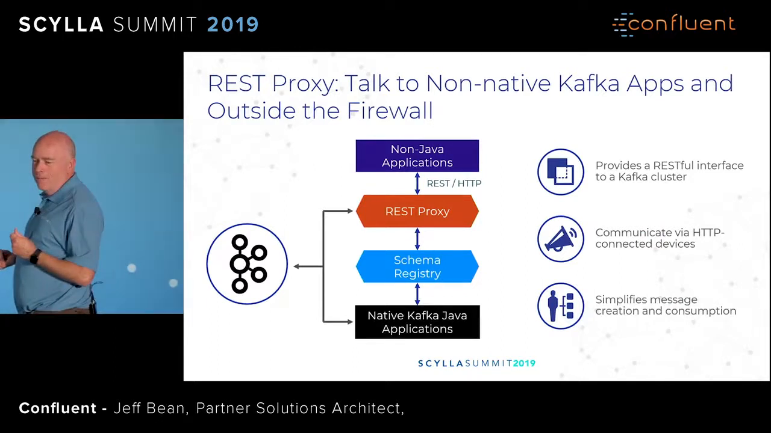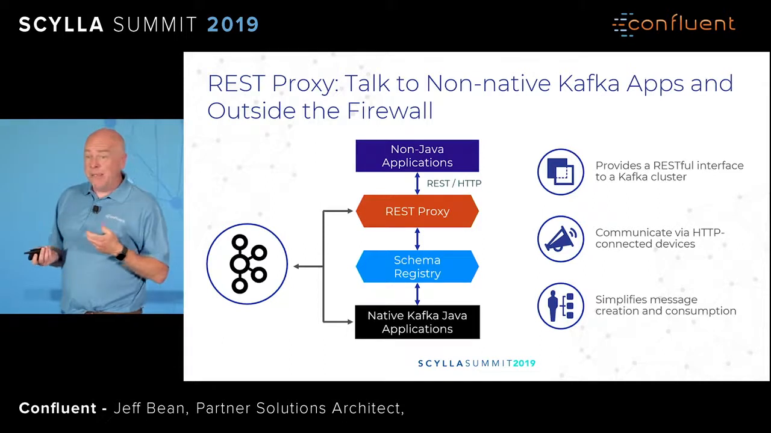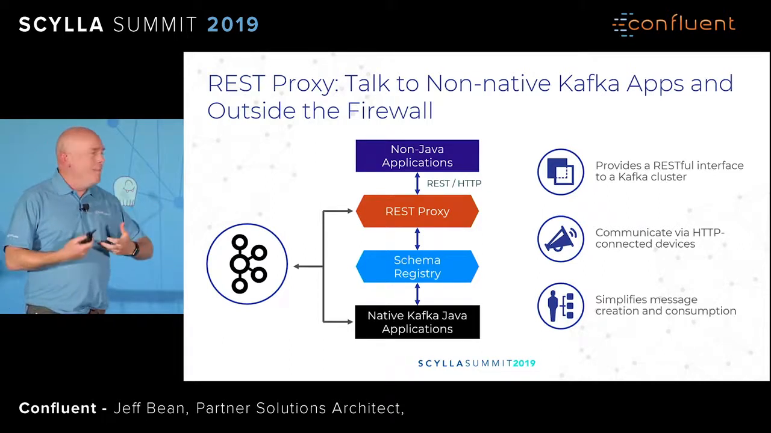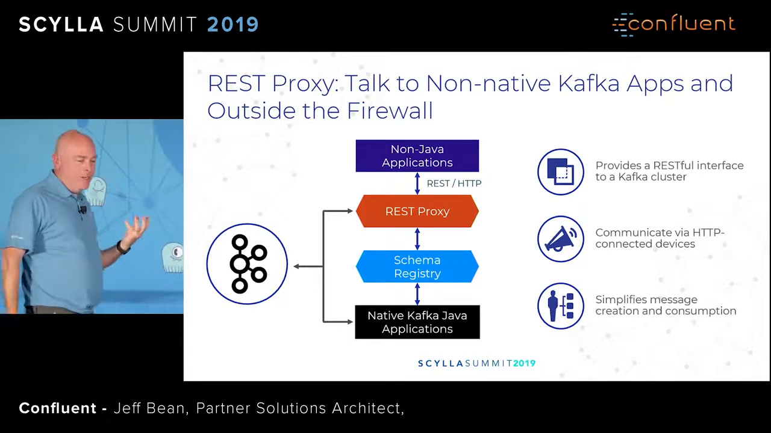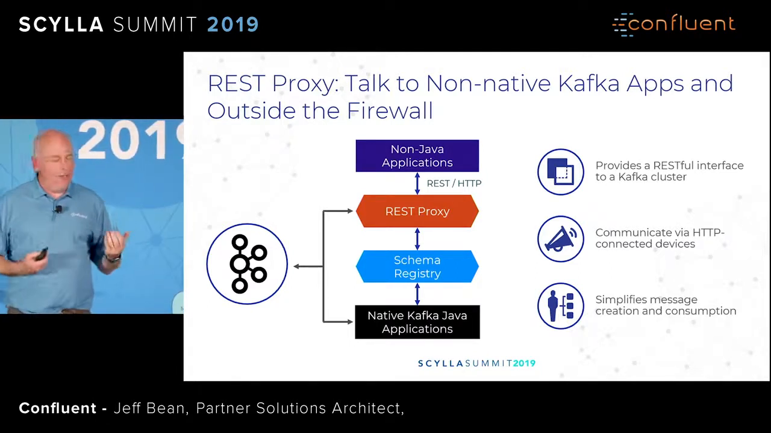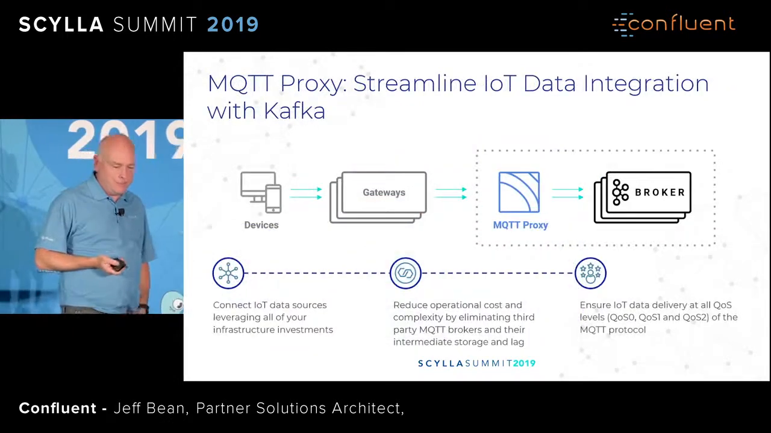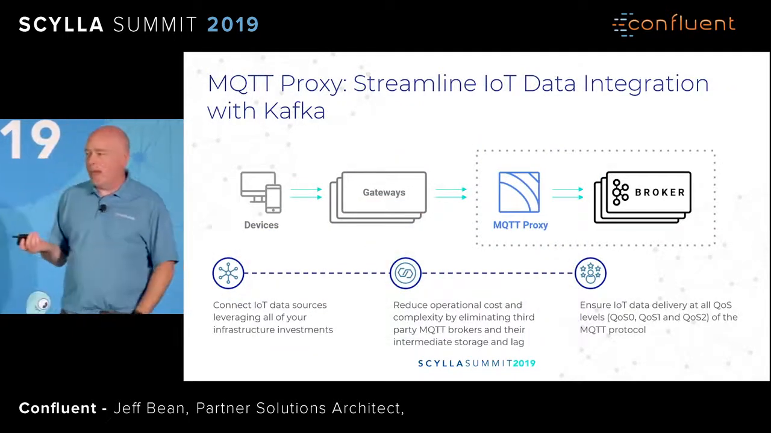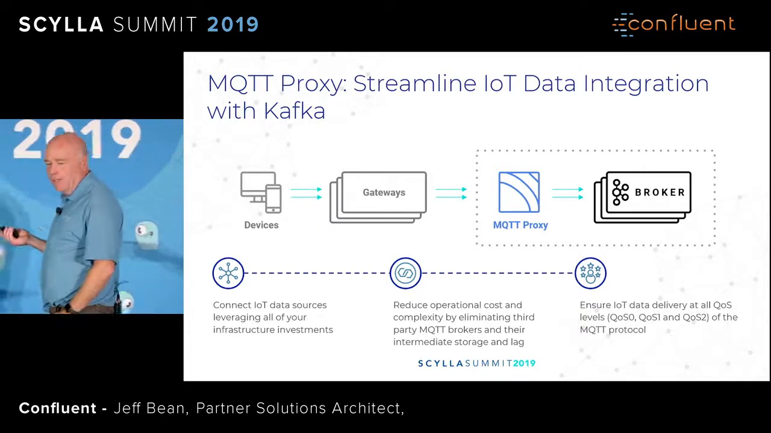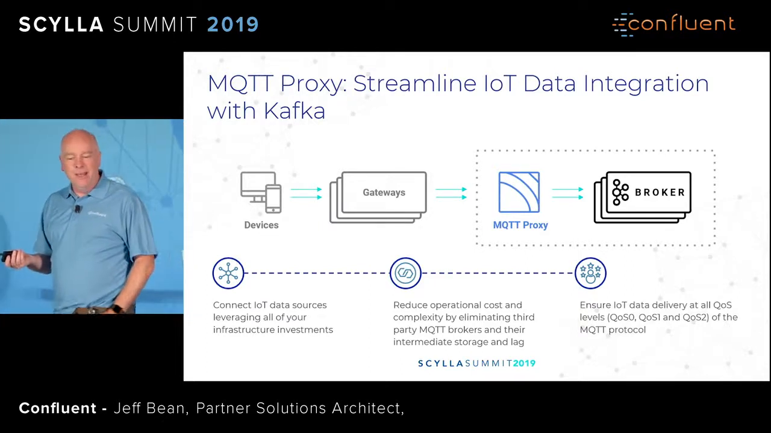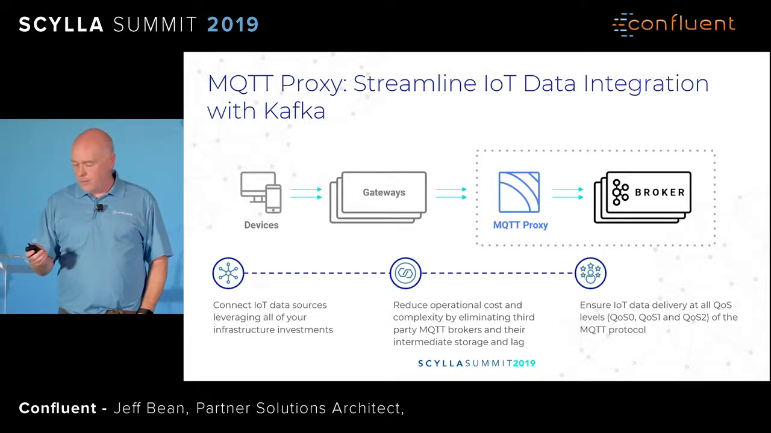Another big part of Confluent Platform is the REST proxy. If I have a non-native Kafka app that speaks REST, or if I'm outside the firewall, how do I integrate that with Apache Kafka? I have a RESTful interface to a Kafka cluster. I can communicate via HTTP, and I can simplify message creation and transformation. We also have a similar thing for MQTT, for IoT use cases, right? So if I connect IoT data sources to gateways, and then I can read that in to the MQTT proxy, which will then serve to Kafka brokers.